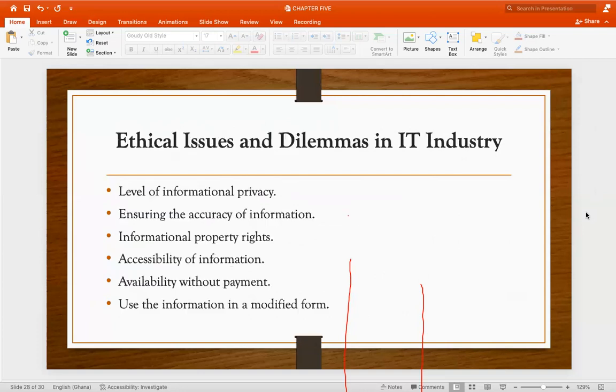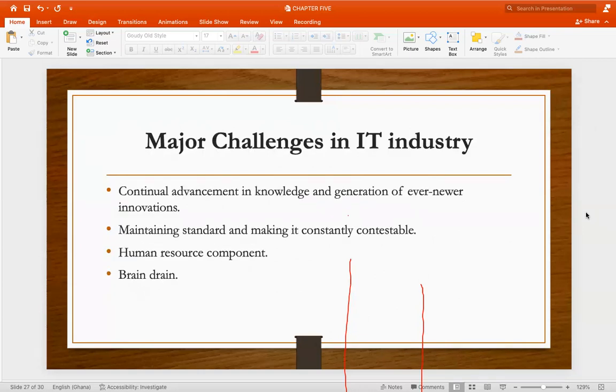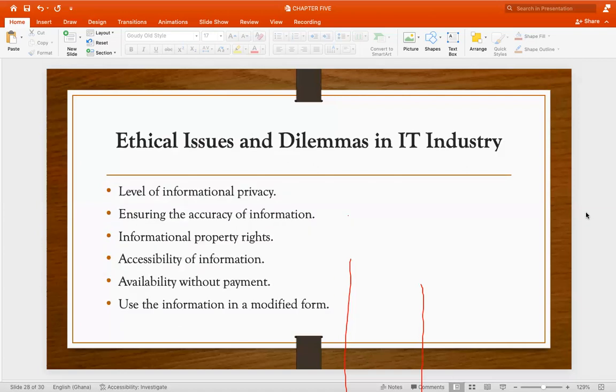Maintaining standards and making it constantly contestable is very important, because you want to be part of those who are using the latest ones. You have to now spend more, and it's a challenge. The human resource component is another big challenge in the IT industry. Now they are the hotcakes. So the brain drain, moving from one point to another. So you always have to spend much more employing cybersecurity experts and others just to protect your systems and your organization.